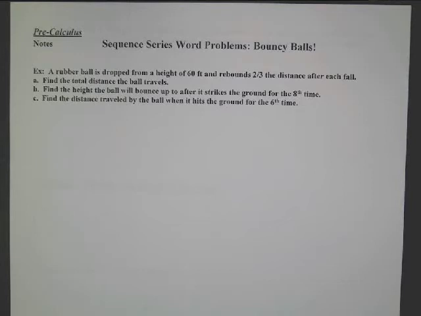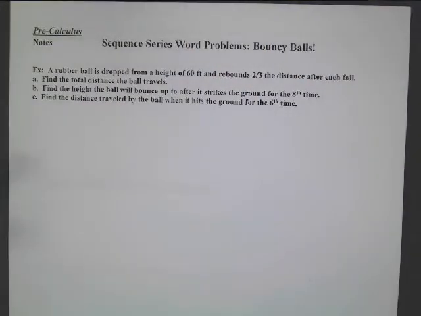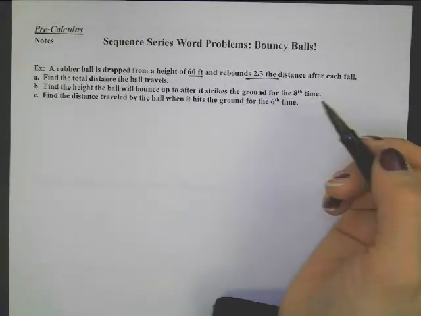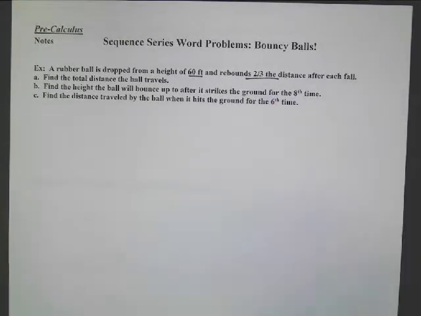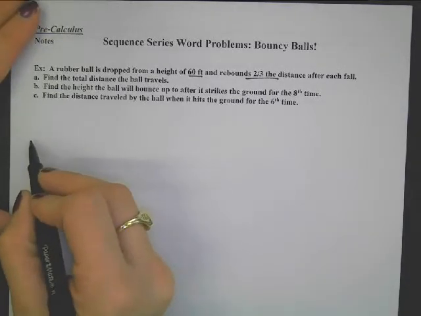We are now going to take a look at bouncy balls or super balls. Okay, so sequences and series, depending if you're adding or finding terms. A rubber ball is dropped from a height of 60 feet and then it rebounds 2/3 the distance. So the more super it is, the higher up it'll bounce. The best way to do these is to draw a quick picture.